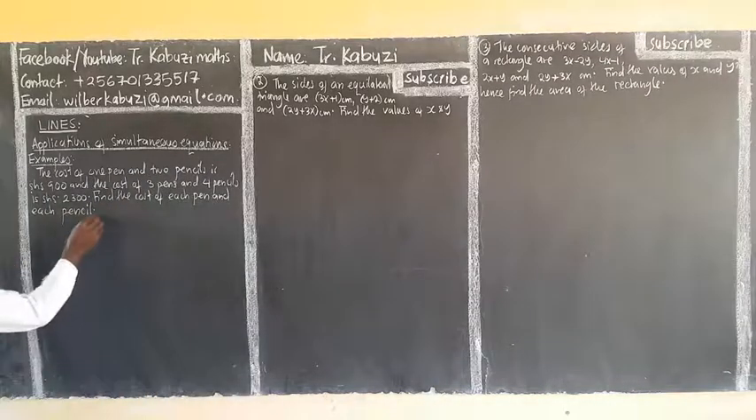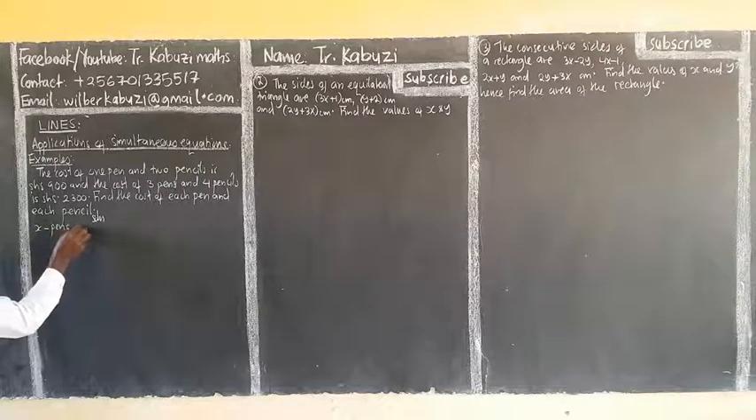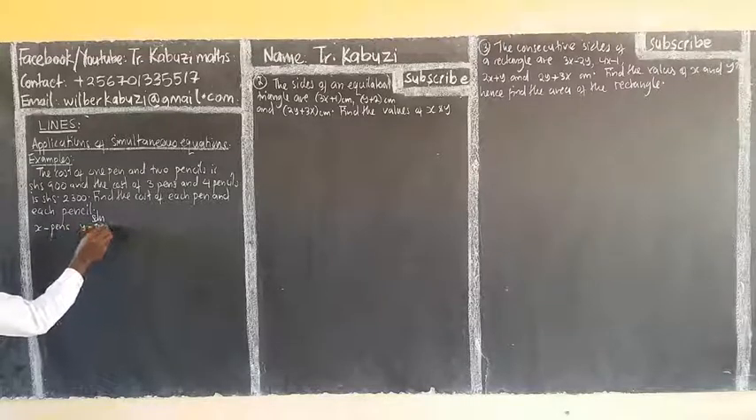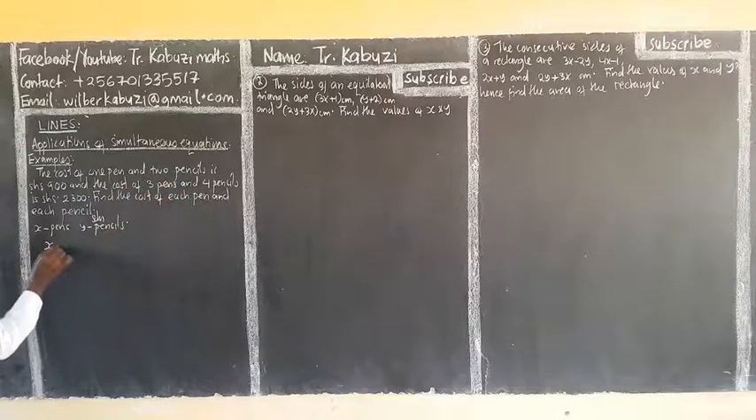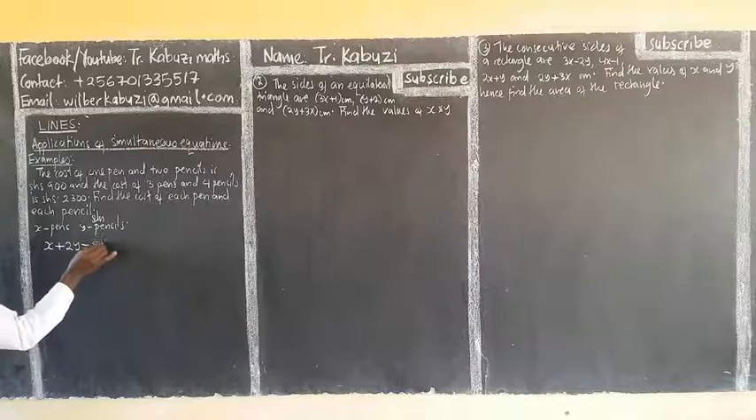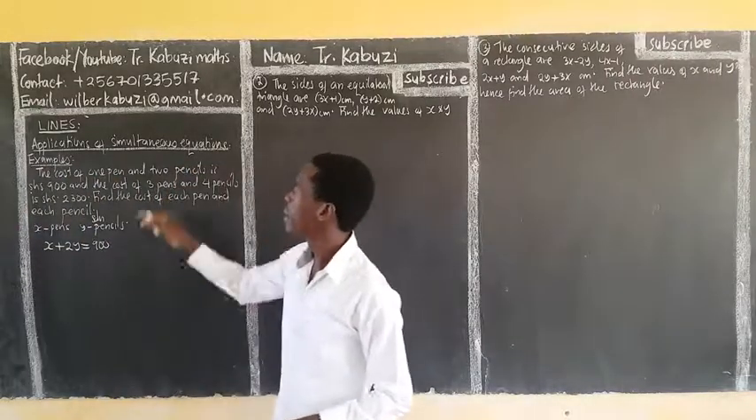So what you do, you say let x be for pens, and y be for pencils. Now let me look at the cost of 1 pen, so x, and 2 pencils, 2y, is 900 shillings. So that's how you start. You first extract the information from the question.